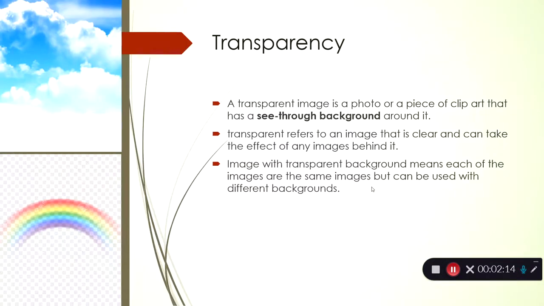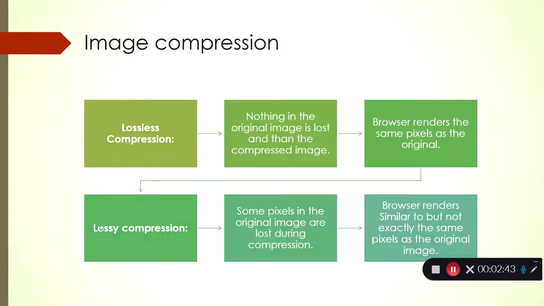A transparent image is a piece of an image which has a see-through background. As I have shown in the slide, you can see the cloud has a see-through background where we can see the blue sky in the background. Similarly, even in this rainbow image, you can see the background. When we can see the background in an image, the image has the transparency property.